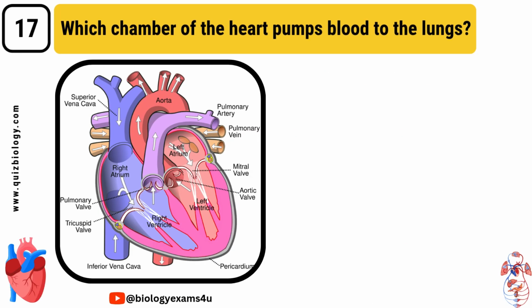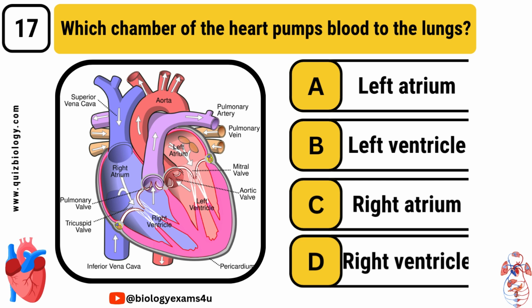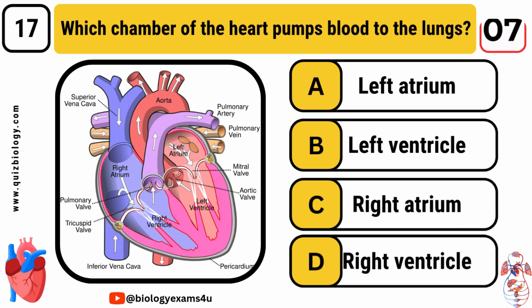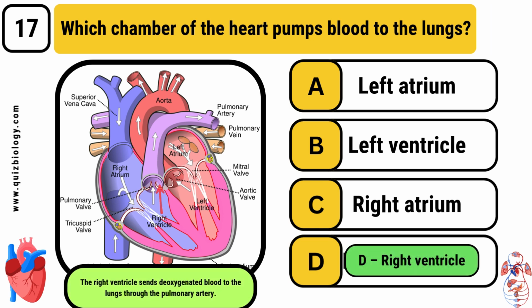Which chamber of heart pumps blood to the lungs? Left atrium, left ventricle, right atrium, right ventricle. So it is the right ventricle. As you see here, it sends deoxygenated blood to the pulmonary artery.